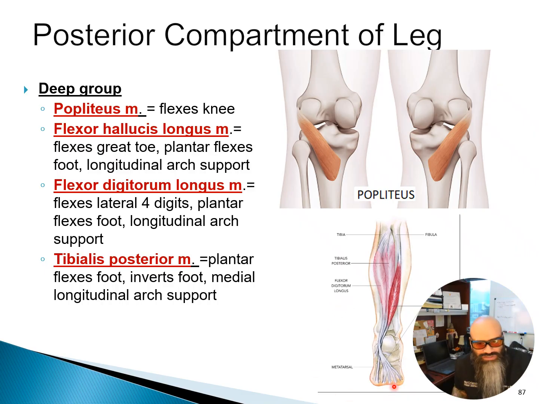Longus helps to flex the lesser toes. Tibialis posterior, basically intimate to the posterior part of the tibia, helps to perform plantar flexion.